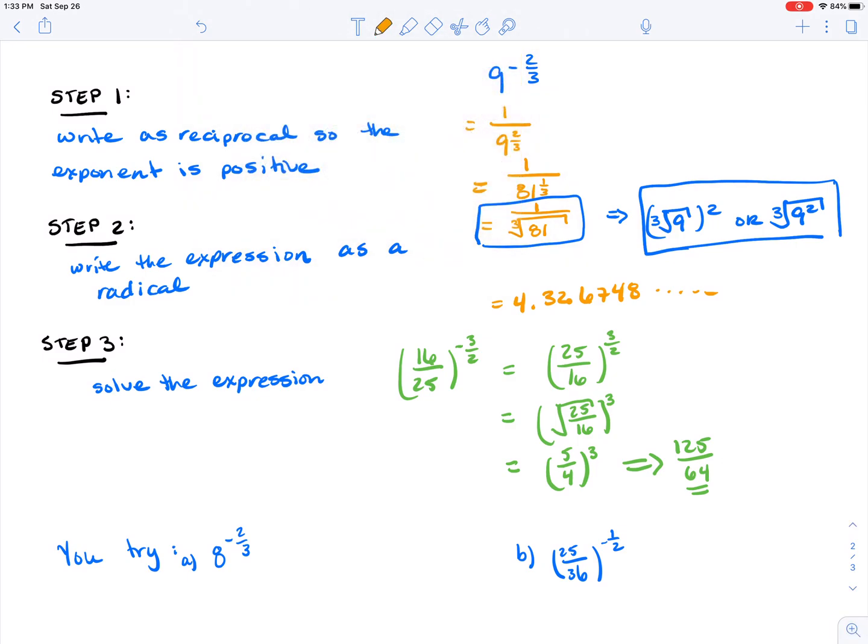Welcome back, and you should have gotten for A, 1/4 as your answer, and for B, you should have gotten 6 over 5.